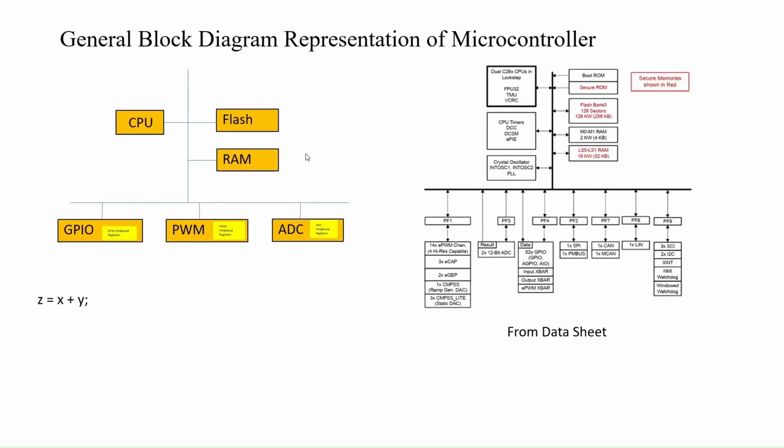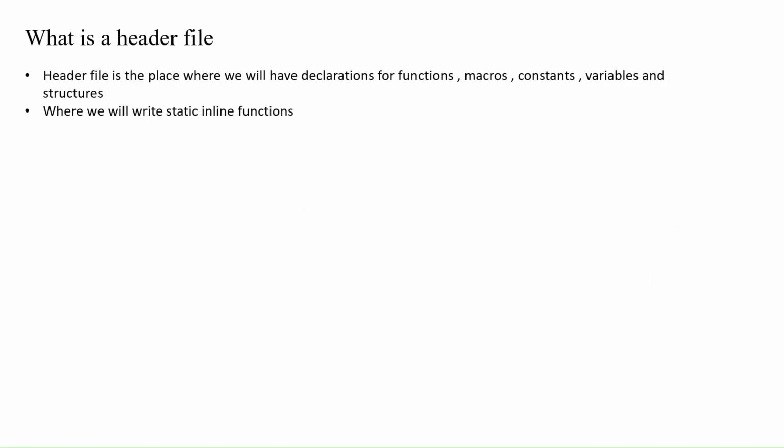In the previous lecture, we discussed the block diagram of the microcontroller. Normally, we have a CPU, flash and RAM, the memory, and then you can have different peripherals. I have tried to show you only three peripherals, but you can see more peripherals in a typical microcontroller.